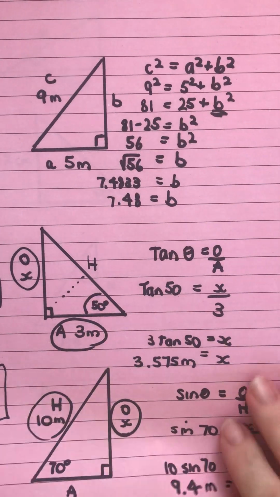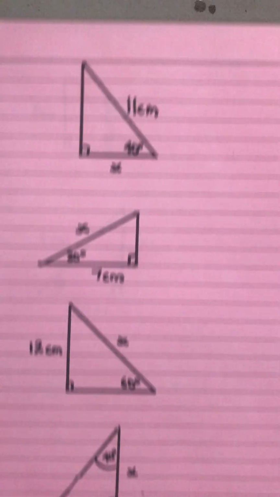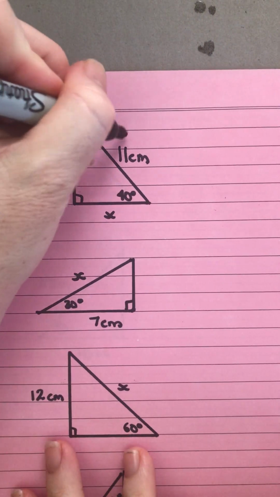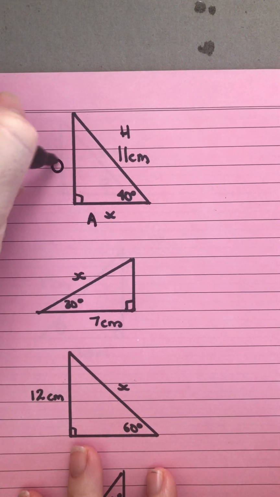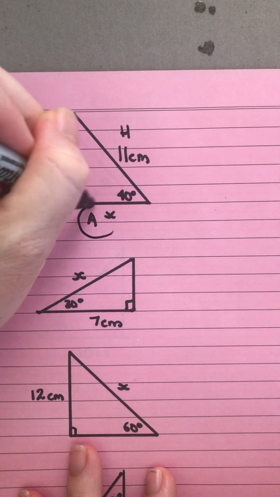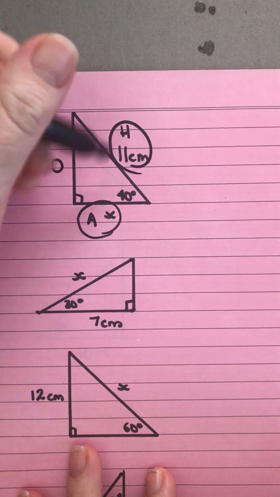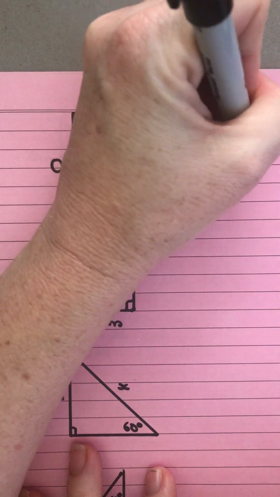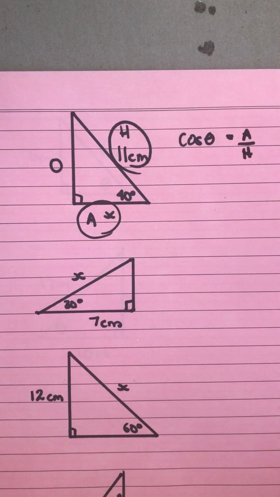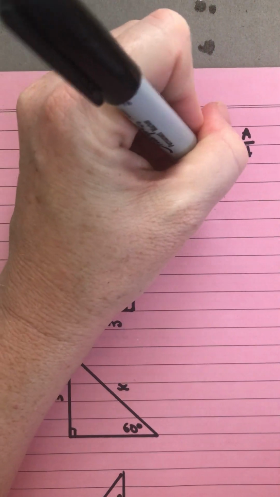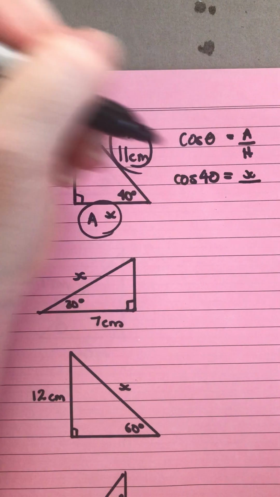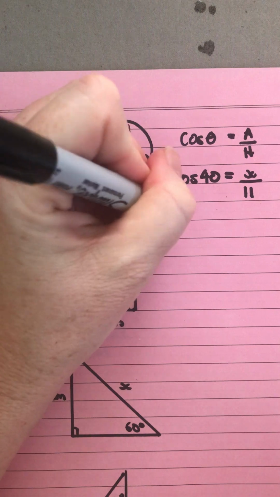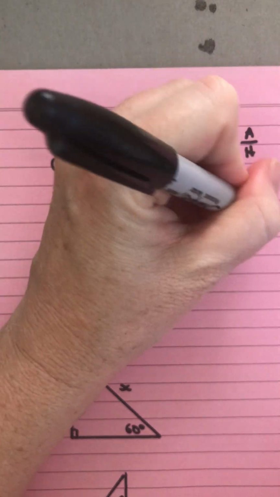Now I'm going to go on to my next page. So my next one that I've got up the top here, I'm going to label my triangle. So I've got my hypotenuse, I've got my adjacent, and I have my opposite. Then I can circle and see that I have A and H. So I'm going to write cos theta is equal to adjacent over hypotenuse. So then I can put in what I know, cos 40 equals x over 11. And again, we've got our 11 on the bottom, so we're going to multiply. 11 cos 40 equals x.